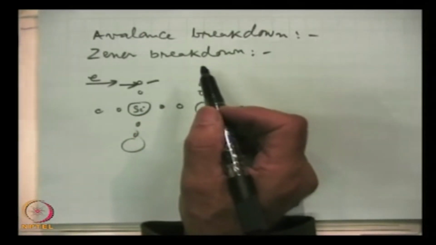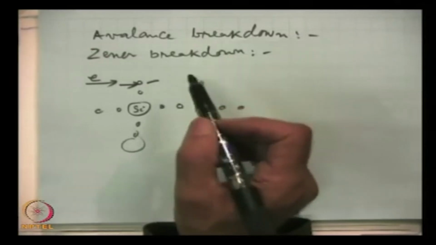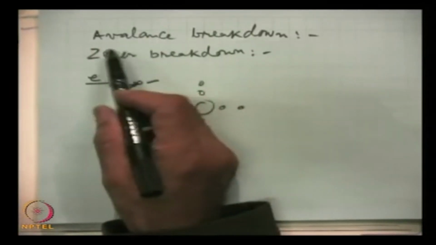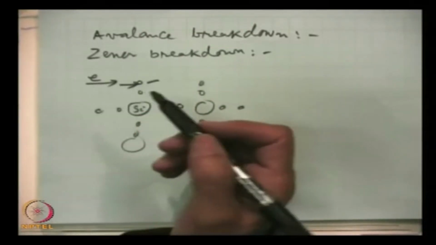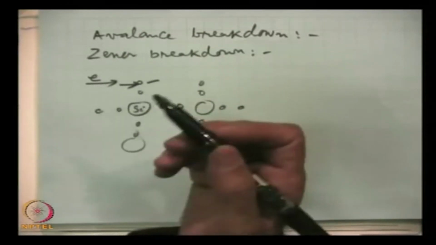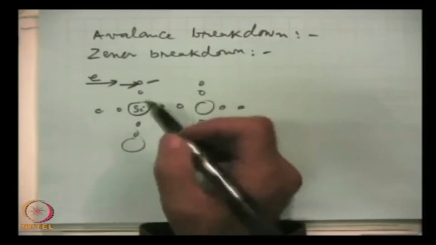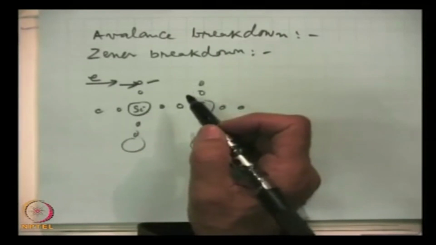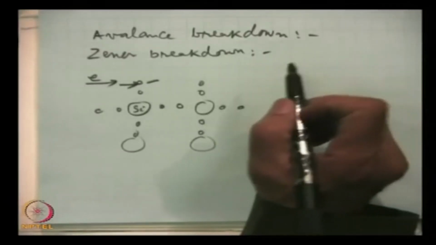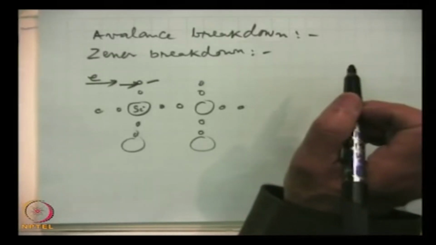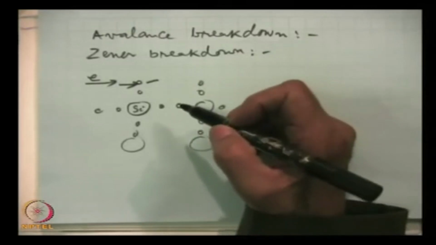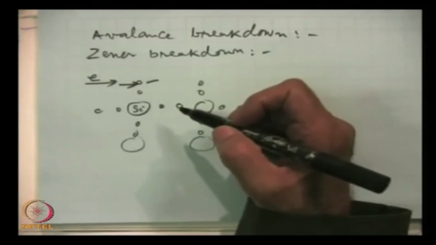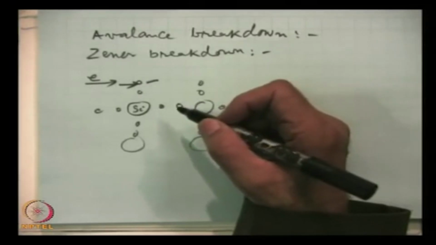Now they get multiplied, and the applied field is very high. This continues, and quickly, in a microsecond for example, they will be multiplied and the current will start rising as we go on increasing the reverse voltage. Now, this phenomenon of breakdown has been utilized for a very good purpose, and we will see that.